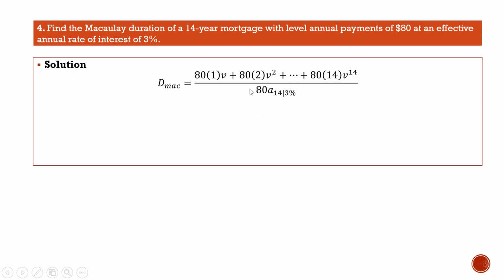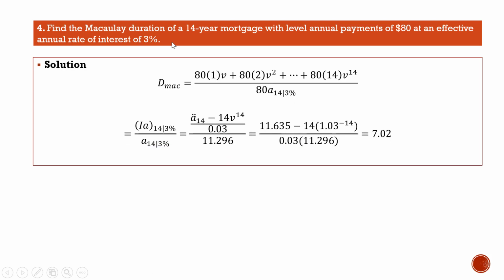And then the denominator is the present value of this mortgage. Using 3% annual interest rate, we got 7.02 as the Macaulay duration. The numerator turns out to be an increasing annuity with 14 terms and interest rate is 3%. And the denominator is just the present value of an annuity immediate of 14 years. Here 80 and 80 cancel out, that's why we don't have 80 at the second line. So 7.02 is the Macaulay duration. These two steps are just the basic formulas of annuity immediate and increasing annuity.